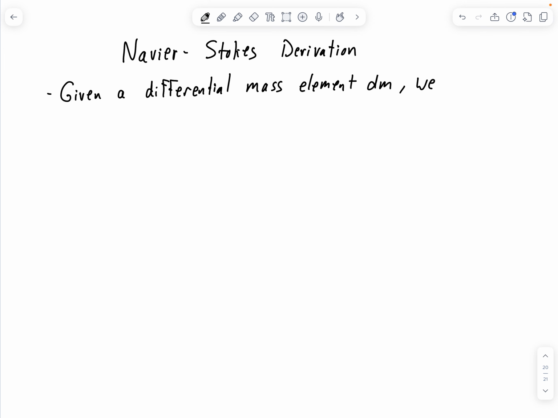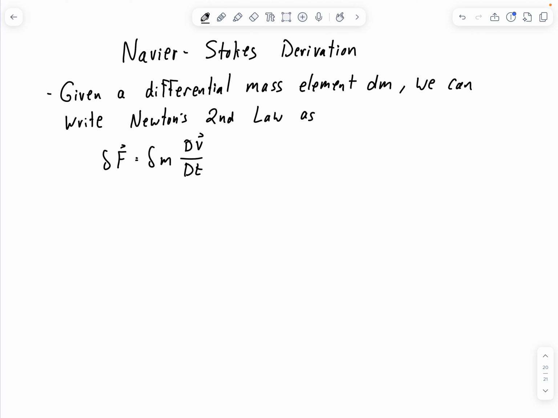For that mass element, we can then write Newton's second law as delta F is equal to delta M times the material derivative of the velocity of that particle, or of that mass element.